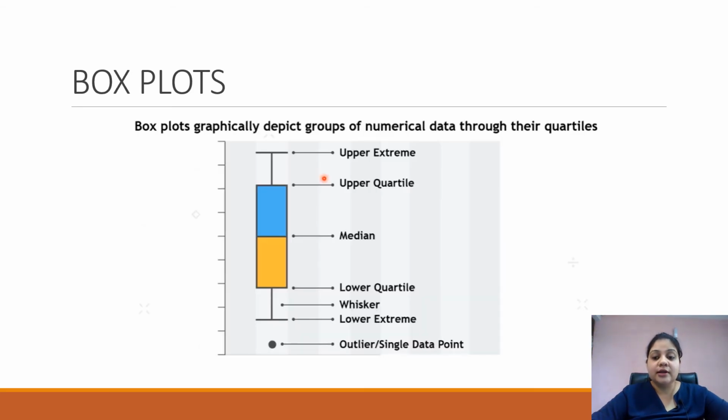Next, we have the box plot. We have already seen in descriptive statistics that a box plot represents quartiles of data. This is a kind of box plot that we can plot. This line is called the lower extreme, that is the 0th percentile of the data. That means the data starts from here. And this is the important part, the lower quartile, which represents the 25th percentile of the data. The median represents the 50th percentile, the upper quartile represents the 75th percentile, and the upper extreme represents 100% of the data.